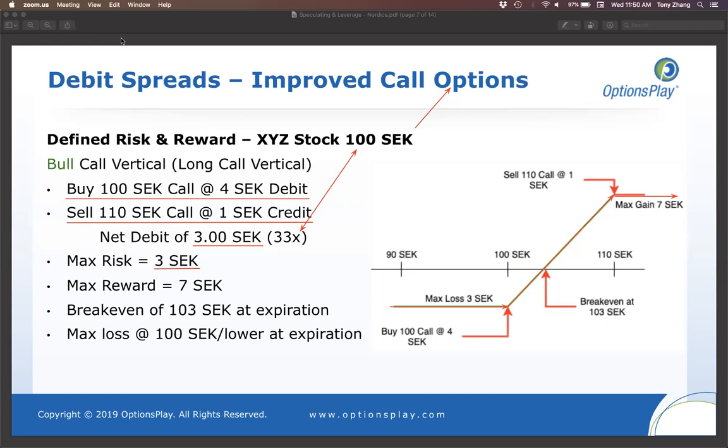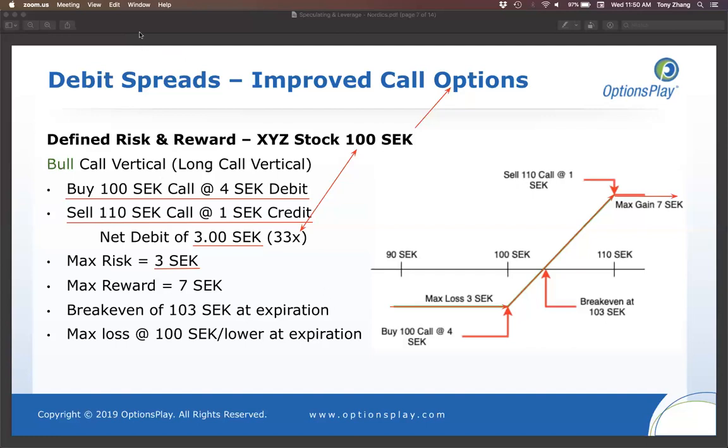And not only do I reduce my risk, it improves my leverage ratio. It allows me to take the same trade with less capital. I also improve my break-even price. So before, the stock needed to move 4 crowns or 4% in my favor before I broke even. So I would have to expect the stock to move 5, 6, 7% in order for it to make sense for me to buy that call option.